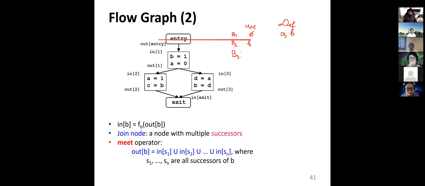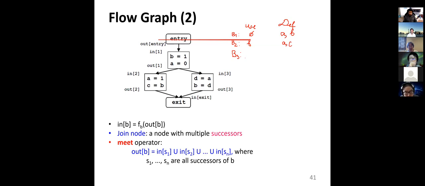How about the defs? Is anything killed, anything redefined in the basic block B2? A and C. Hope others understand it. If you have questions, please ask. And basic block 3, can anyone else try to do it so we make sure that everyone understands?